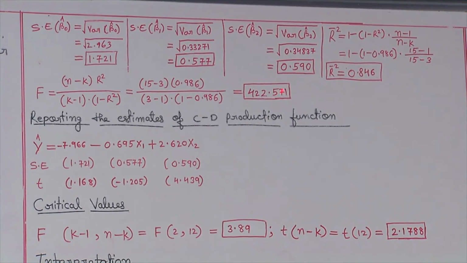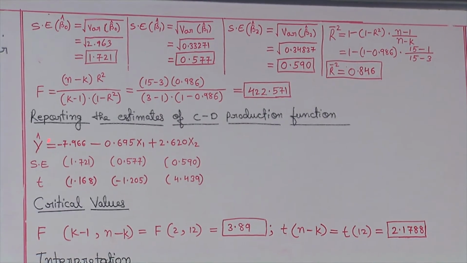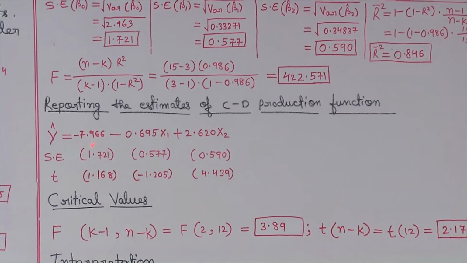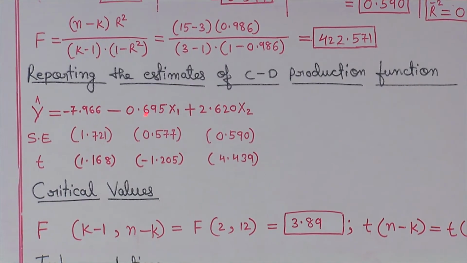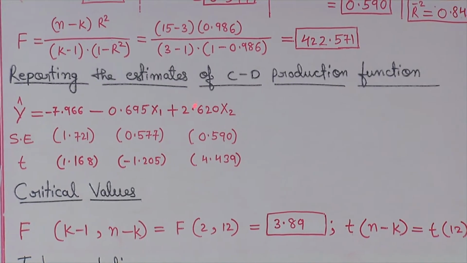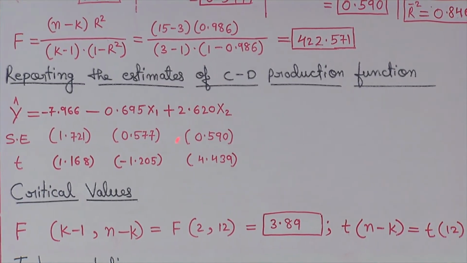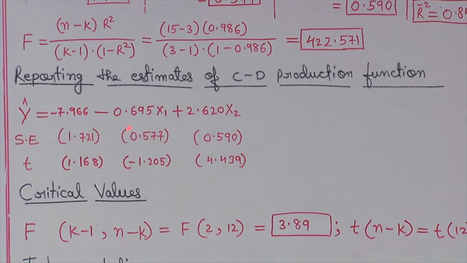So, we have calculated the regression coefficients beta naught hat, beta 1 hat, beta 2 hat, and the standard errors of beta 1 hat, beta 2 hat and beta naught hat. With all the calculated values, we may report the estimates of the Cobb-Douglas production function as y hat is equal to minus 7.966, which is the beta naught hat value, minus 0.695, that is beta 1 hat into x1, plus 2.620, this is beta 2 hat into x2, and the standard errors of beta naught hat, beta 1 hat and beta 2 hat are also to be reported here.